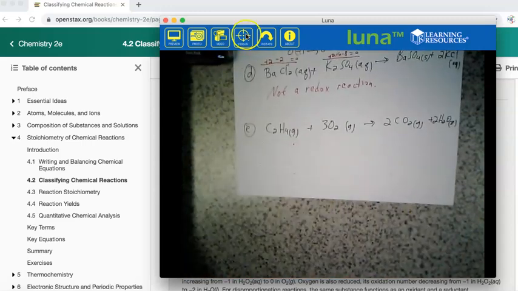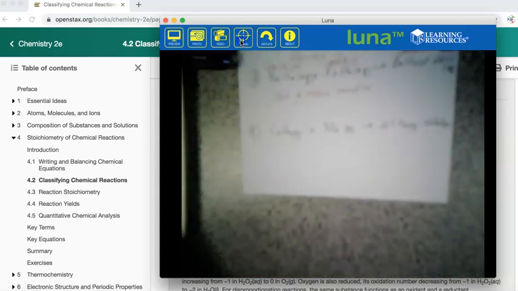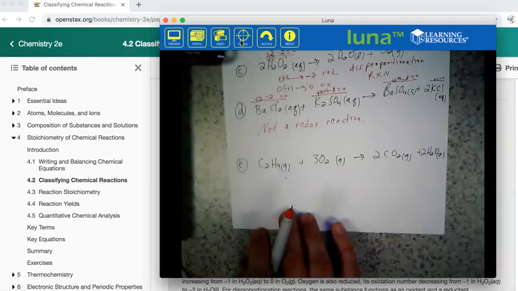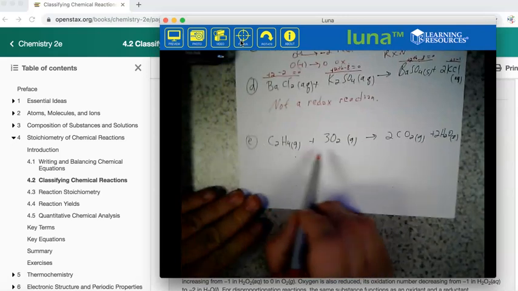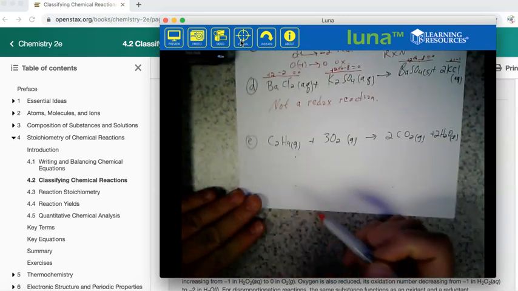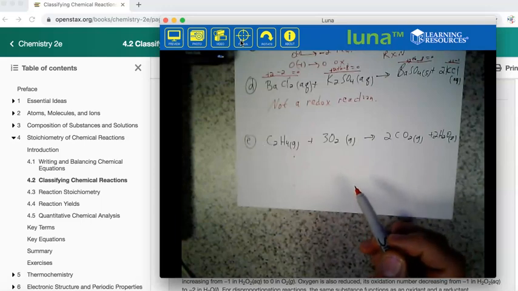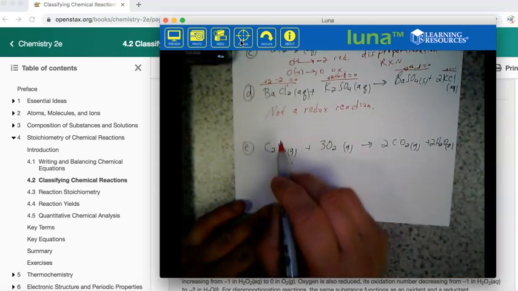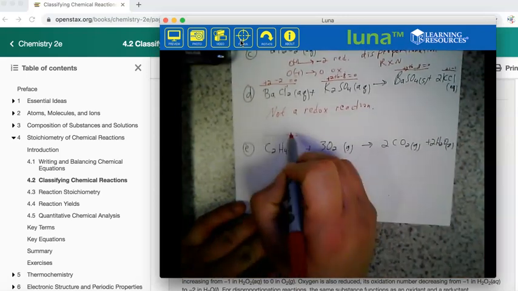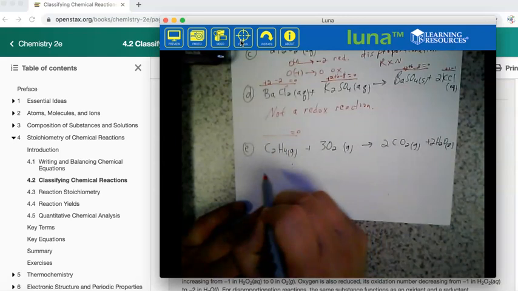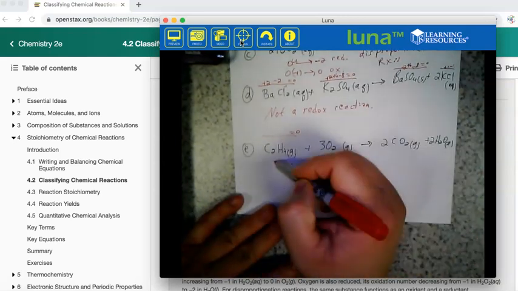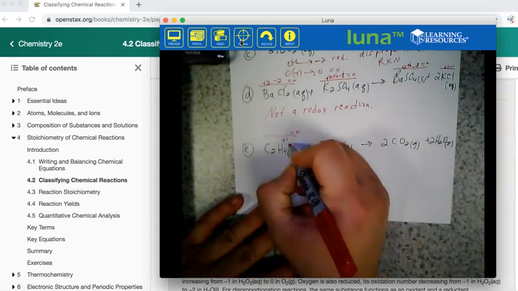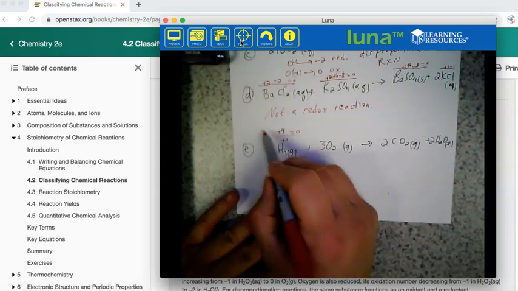Let me see if I can focus that better. All right, so here again, same strategy. We're trying to figure out if this is a redox reaction or not, whether oxidation or reduction is occurring. So here I'm going to assign oxidation numbers again. They have to add up to 0. It's a neutral compound. Here with carbon, we don't have a rule. For hydrogen, we do. It's going to be +1. So 4 times +1 is +4, and then this has to be -4 overall.